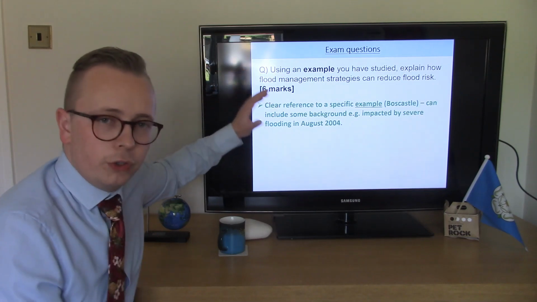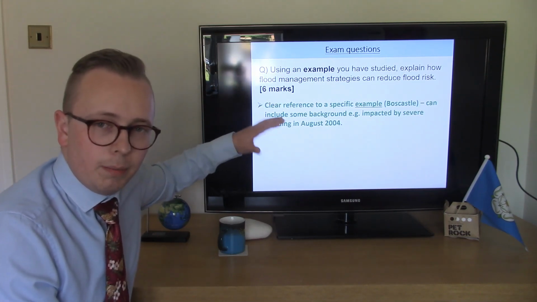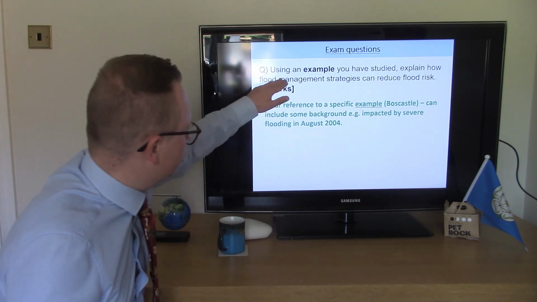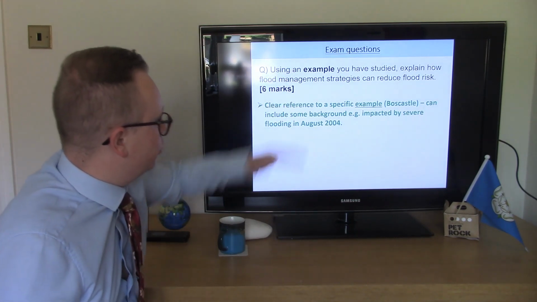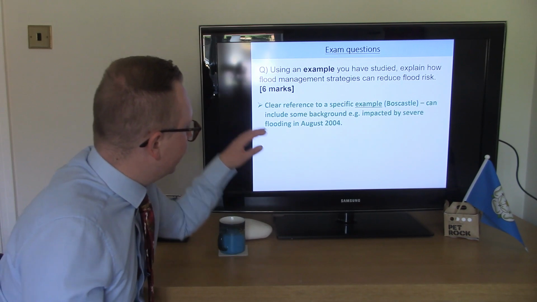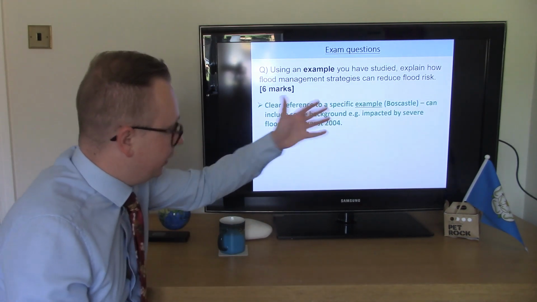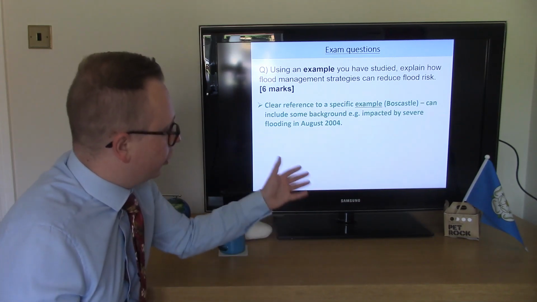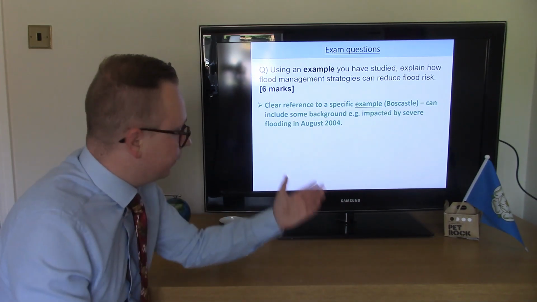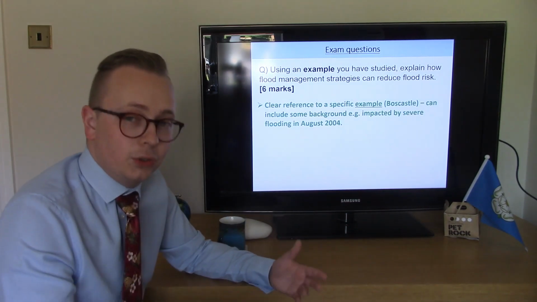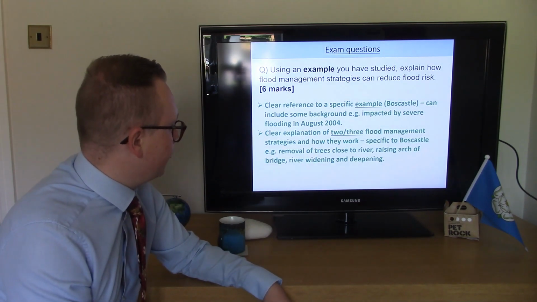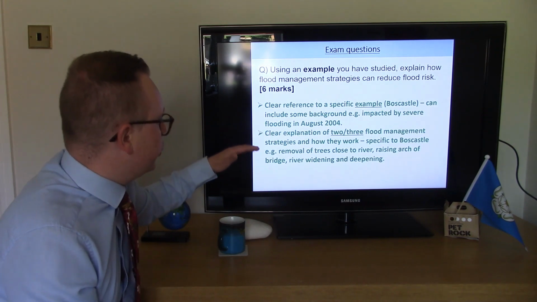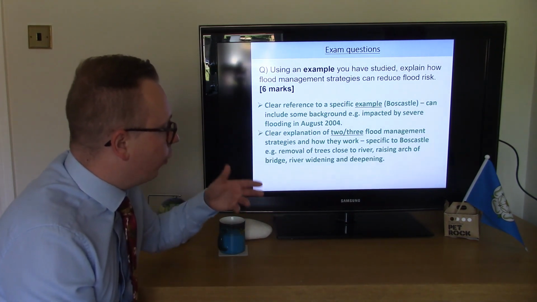It's great if you've got the knowledge of flood management strategies and you can pick up many marks here, probably up to 4. But in order to get those top marks, we must do all parts of the question and refer to a specific example. So clear reference to a specific example, in this case Boscastle, ideally with some background to it, so perhaps you could comment on the fact that it was impacted by severe flooding in August 2004, hence why it needed the flood management scheme. And clear explanation of 2 or 3 flood management strategies and how they work.